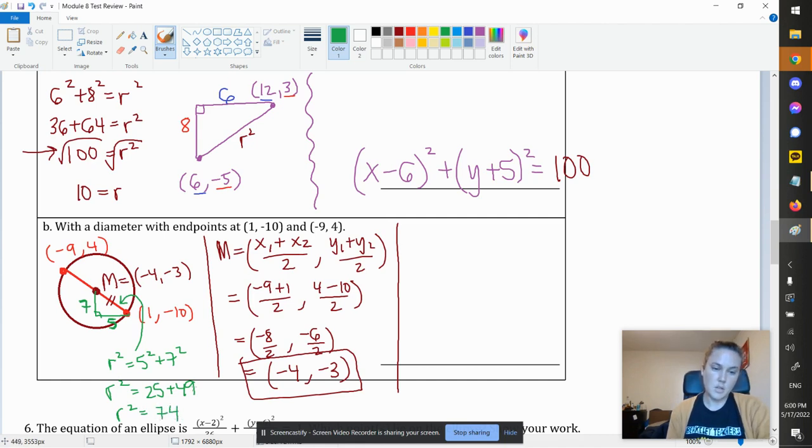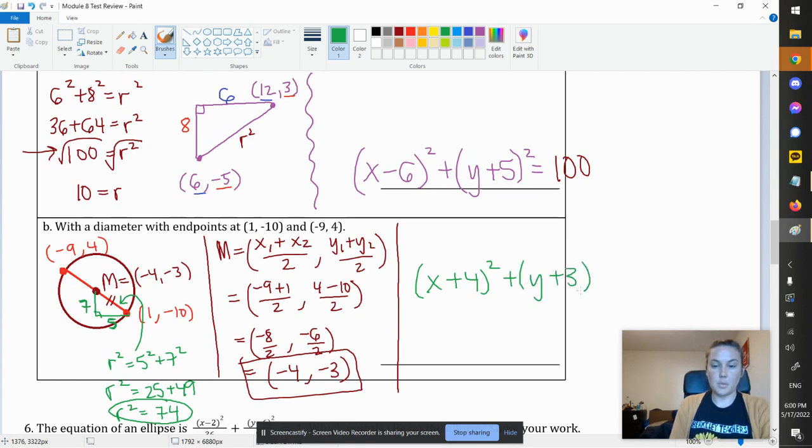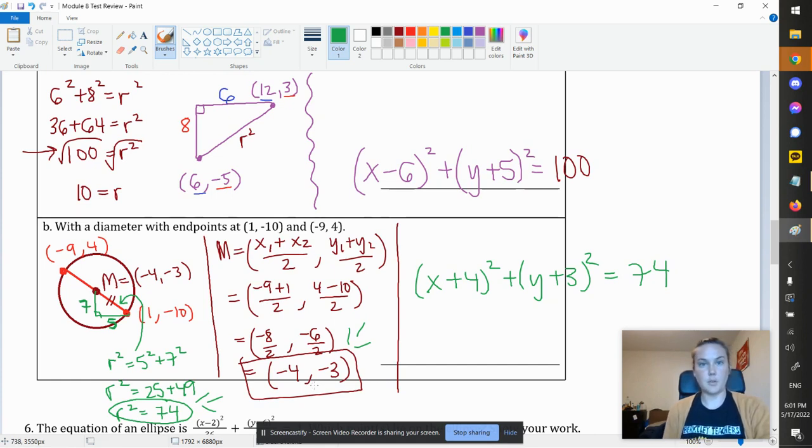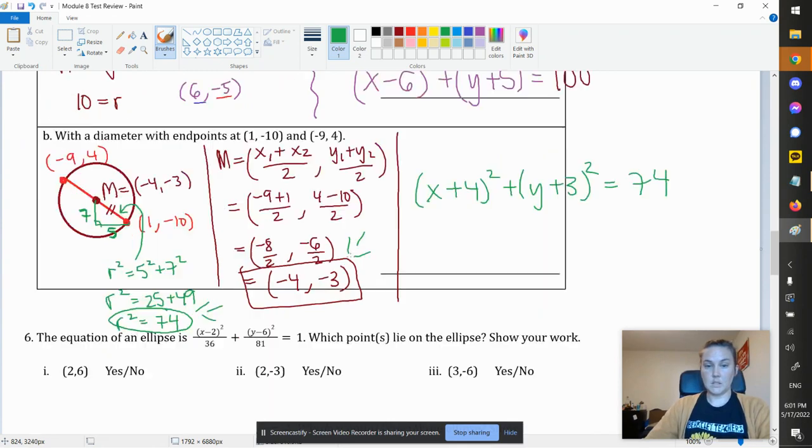Is that true? Yep, looks true. I could do the square root here, but honestly, I want the radius squared for my equation. So my equation will be (x plus 4) squared plus (y plus 3) squared equals 74. Again, we got this because we found the center, we found the radius, we plugged it into our equation. Okay.